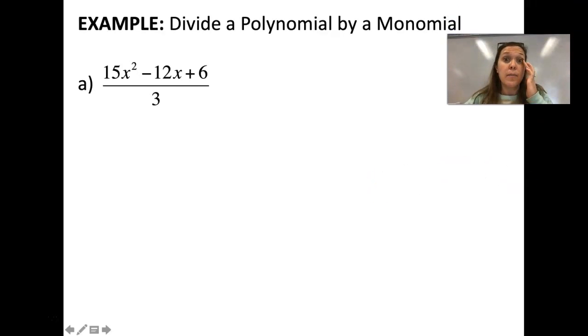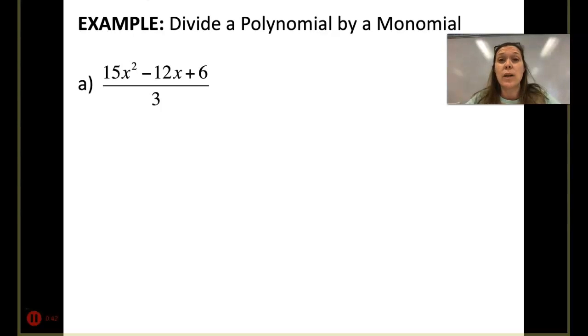So divide a polynomial by a monomial. It's probably going to be the easiest type of division problem that you're going to have. So here we have a quadratic trinomial of 15x squared minus 12x plus 6, and we're going to divide it by 3. So all we're going to do is we're going to take that 3 and we're going to divide it into each of those terms up top.